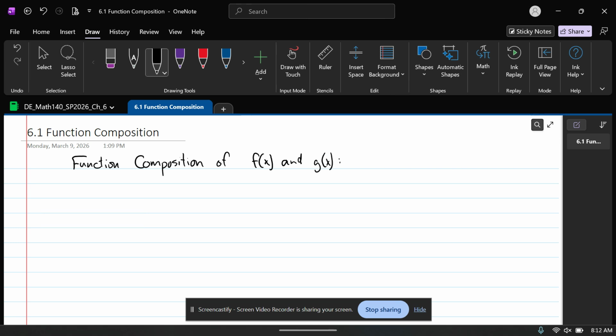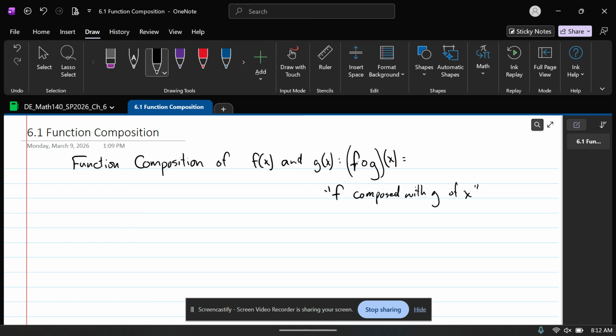All right. The notation for that is this little circle in the middle. It looks like we're writing the word fog, but that's not an O. That's just a little empty circle there. F composed with G of X. So that's how that's read. F composed with G of X. That's how you read that.